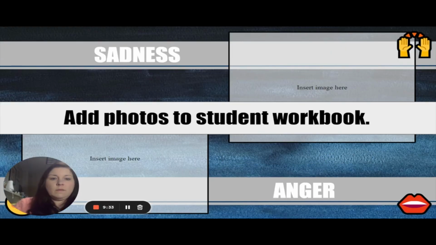Then what I'll have them do is, in their student workbook, insert images of what they personally look like when they're sad, just to give them an idea, taking a photo and thinking, okay, I see my eyelids are drooping, I see my mouth is tightening, so that they can get an idea of what they personally look like.